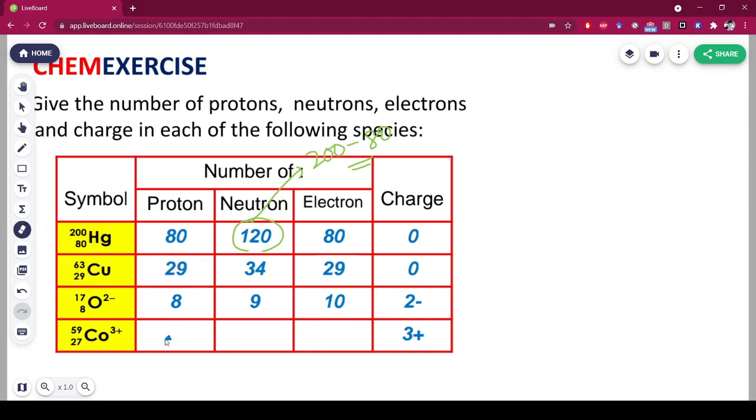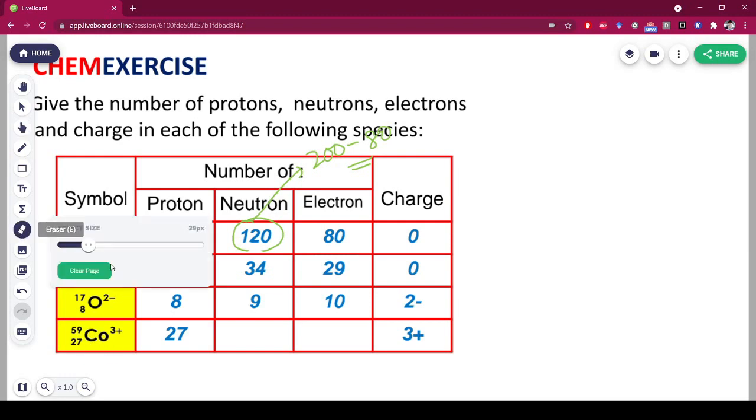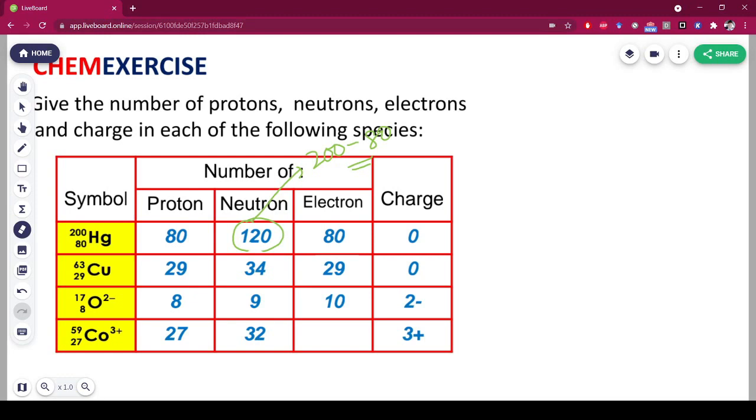Now, for cobalt, you have proton number 27, and you take 59 minus 27, you'll get 32. This time, instead of adding electrons, you are going to be taking away electrons. If cobalt is uncharged, the number of electrons will be the same as the number of protons, isn't it? You can have 27. But this time, the species has lost 3 electrons. So 27 minus 3, you have 24. That's how you're going to look at the piece of information from the isotopic symbol.